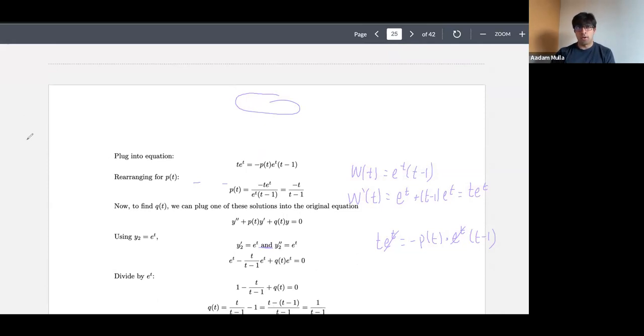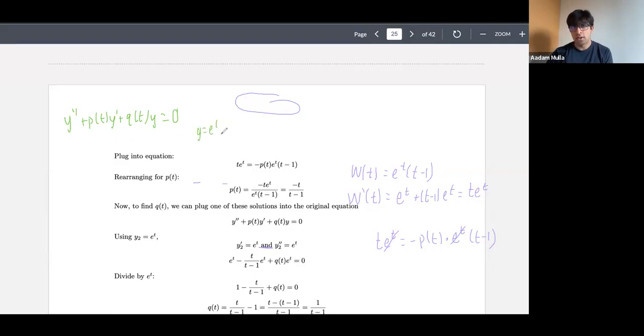That's good. Remember, our actual differential equation is going to be of the form y double prime plus p of t times y prime plus q of t times y equals 0, right? And now we found p of t. The question is, how do we find q of t? Well, we know what p of t is, and we know two solutions for y, so we can plug in p of t, plug in a solution for y, and then do out the algebra to solve for q of t.